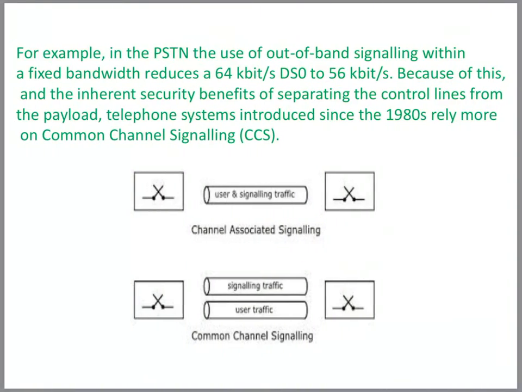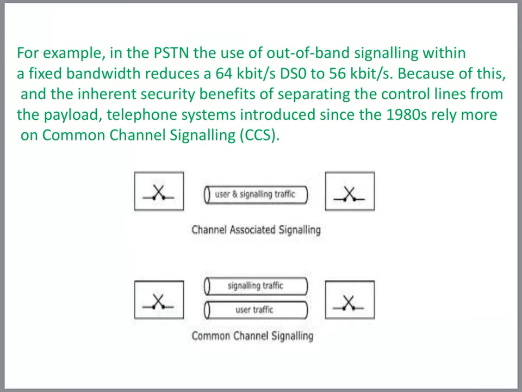For example, in the public switched telephone network or PSTN, the use of in-band signaling within a fixed bandwidth reduces the 64 kilobits per second DS0 to 56 kilobits per second. That means if we keep aside some bits for signaling, the effective data rate will be reduced from 64 kbps to 56 kbps. So there are different disadvantages with this channel associated signaling, that we have discussed.